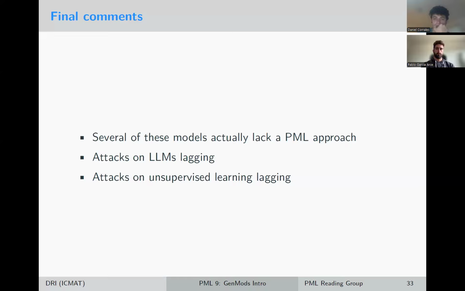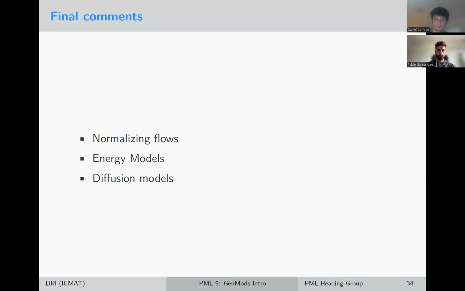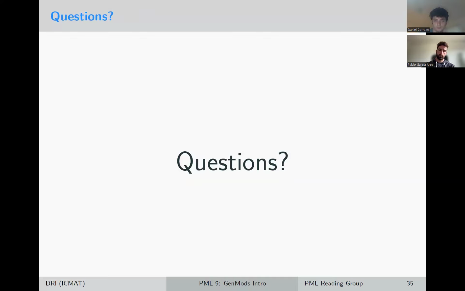Carlos mentioned the other day attacks, distribution shifts, and so on. For the case of LLMs and transformers, there's lagging work on this, and also attacks on unsupervised learning. Remember that we have been talking quite a bit about unsupervised learning. Attacks are also lagging, so that's an important area to work on. And final comments, remember that we shall be doing normalizing flows, energy models, and diffusion models. And that's it.